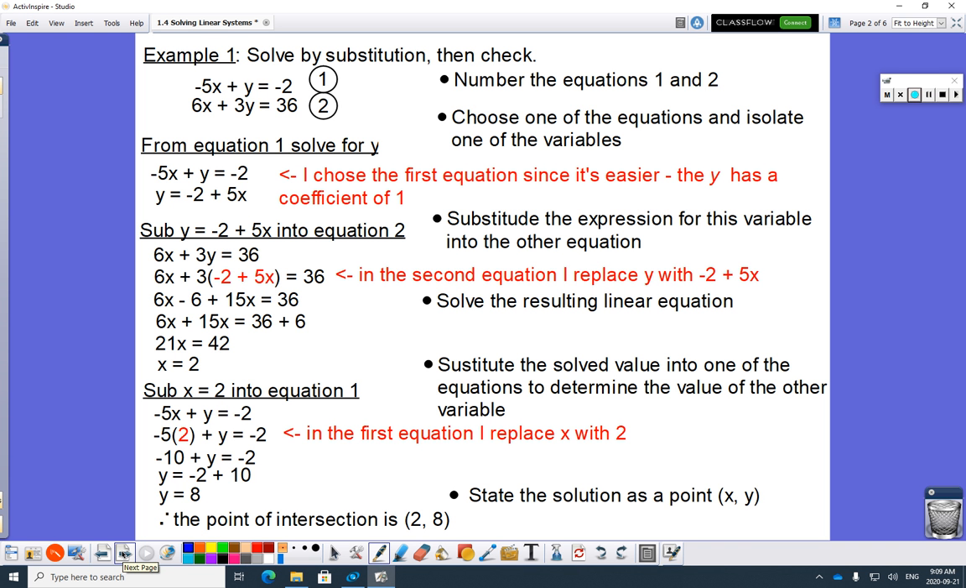So just follow along. So again, you need to number the equations 1 and 2. For whatever reason, the format we usually use is to put a 1 and then a circle, or a 2 and a circle. And then you're going to choose one of the equations, and it doesn't matter, and isolate for one of the variables, either x or y, okay? So if you look at these equations, we have negative 5x and y, 6x and 3y. So when you are isolating for a variable, the fact that this has no number in front of it is going to make your life easier.